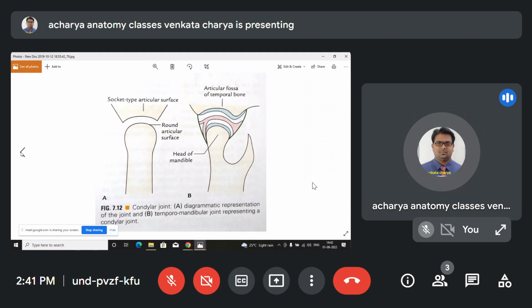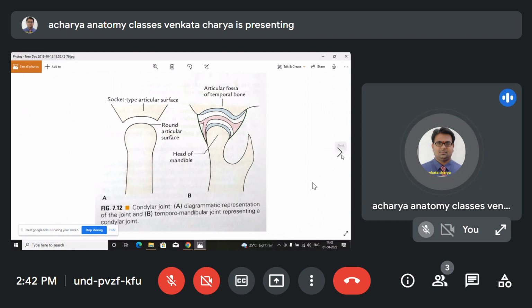Condylar type example is the temporomandibular joint, which means lower jaw movement. One is the transverse axis, which produces flexion and extension, and the anterior to posterior axis produces gliding movement. Are you getting? So two axes pass here. That's why the temporomandibular joint is a condylar type. So it is a biaxial type.